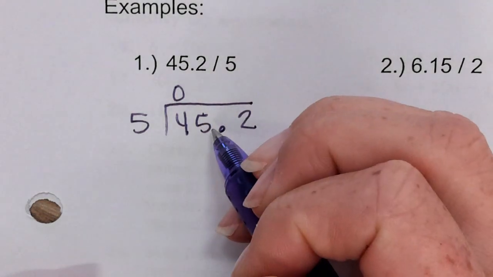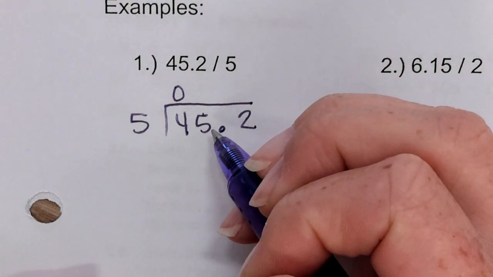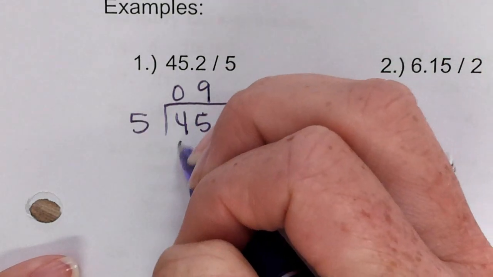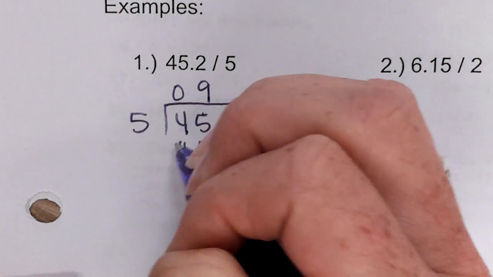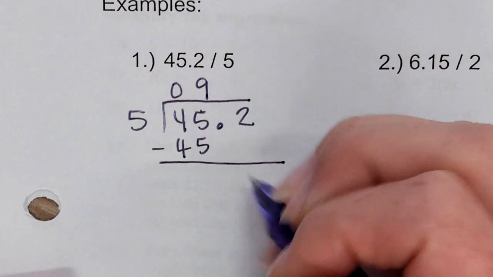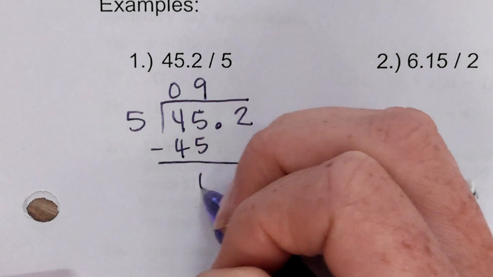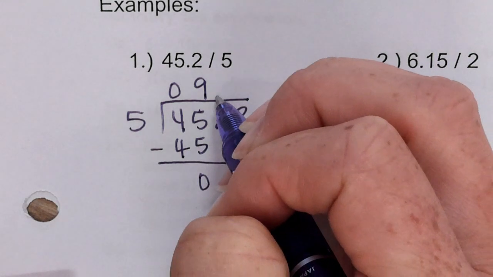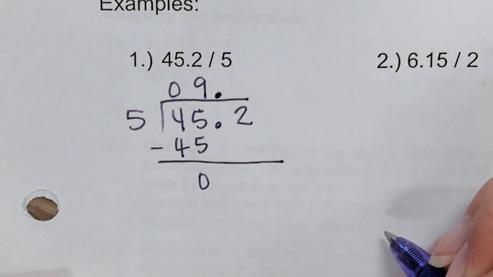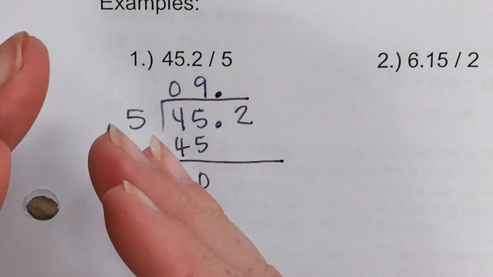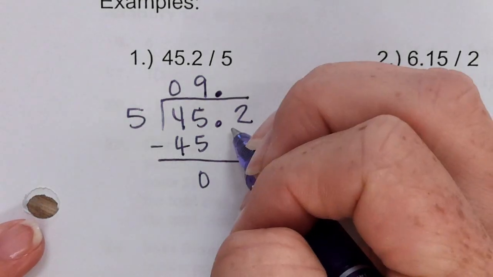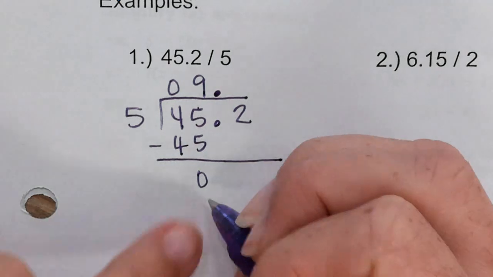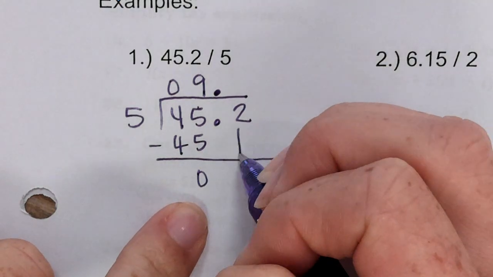But 5 can go into 45. How many times? 9. 9 times 5 is 45. And then I subtract. 45 minus 45 is? 0. Now this decimal does what? Goes straight up. Every row I get to add a number. I get to bring something down, but only one time. Okay? So I haven't done anything, so I'm going to bring the 2 down.